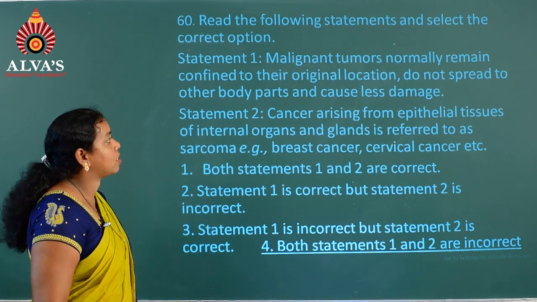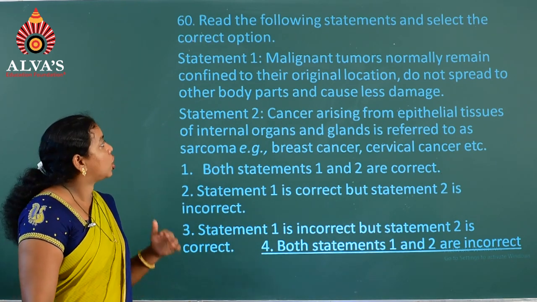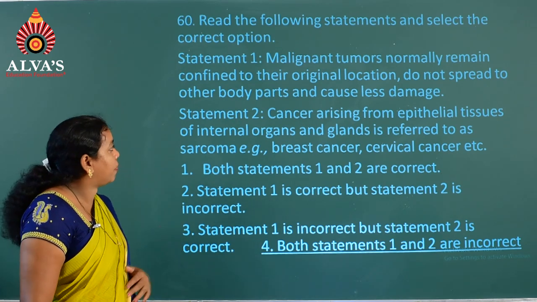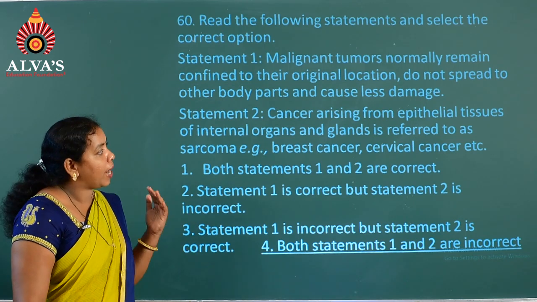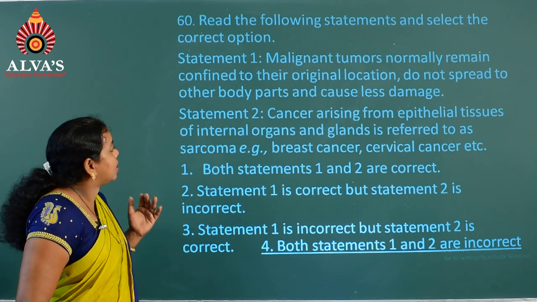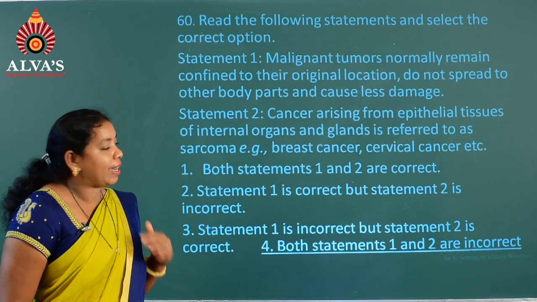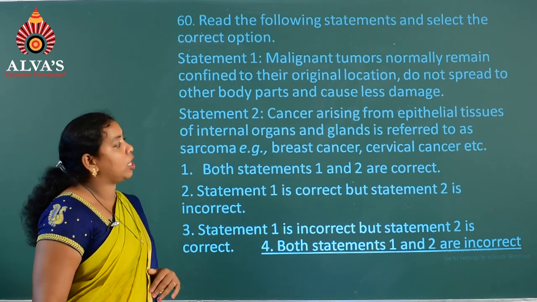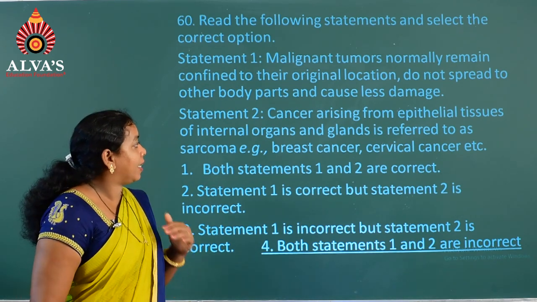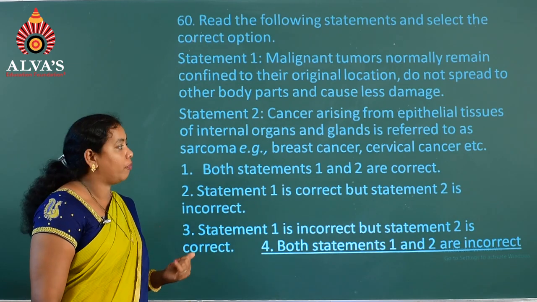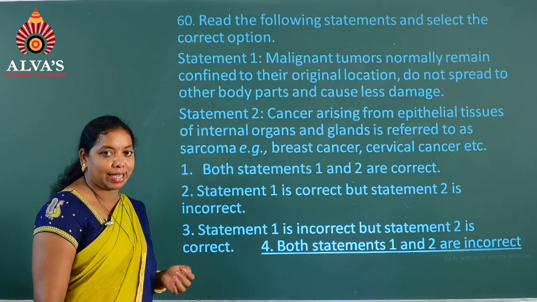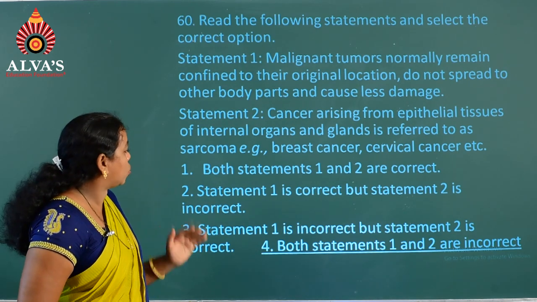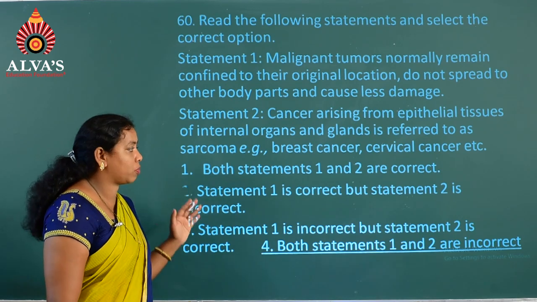Statement 1 is, malignant tumors normally remain confined to the original location and do not spread to other body parts and cause less damage. Whereas statement 2, cancer arising from epithelial tissues of internal organs and glands is referred to as sarcoma. For example, breast cancer, cervical cancer, etc.